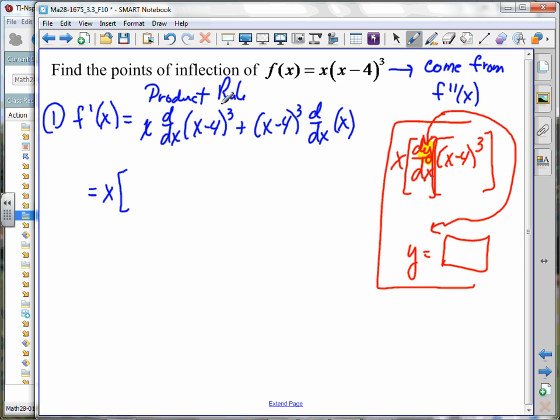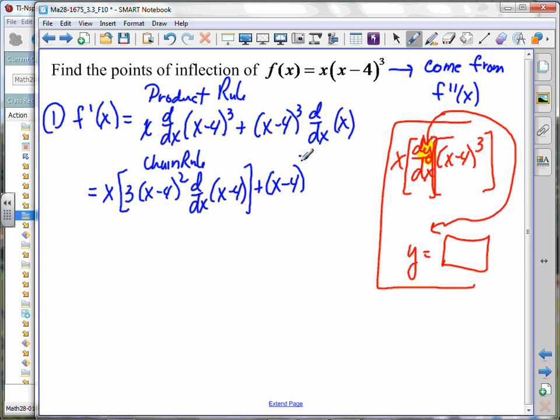So I've got x times, now I've got the derivative of a cube of another function, so I've got to use the chain rule. Some of you missed this on the quiz. And then I've got to take the derivative with respect to that inside function. Again, some of you are not writing out all the derivatives. Will you hear from me on that? Yeah, you will. Plus x minus 4 to the third power times the derivative of x with respect to itself, and it's just 1.